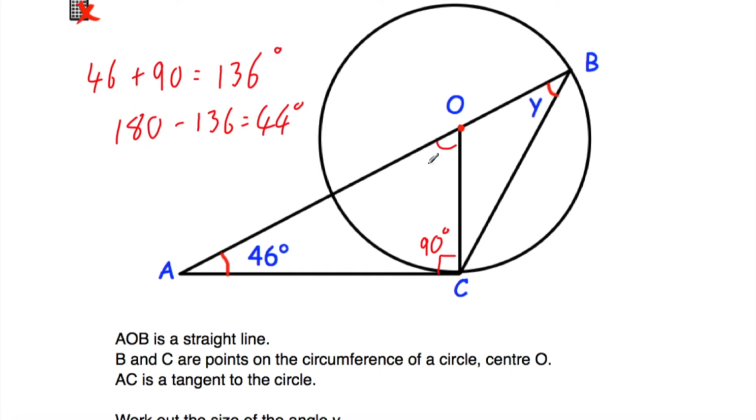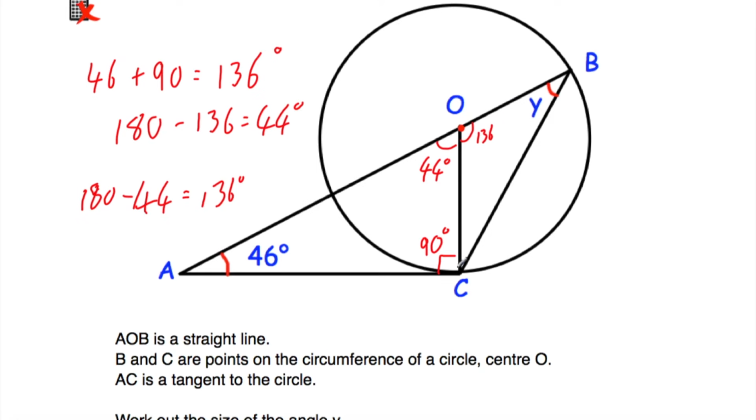So that means that this angle up here is 44 degrees, because the angles in a triangle add up to 180 degrees. Now we're going to work out the size of this angle here, and this is a straight line, so that means that if we do 180 take away 44, that's going to be the size of this angle. And 180 take away 44 would be 136. So that means that this angle is 136 degrees.